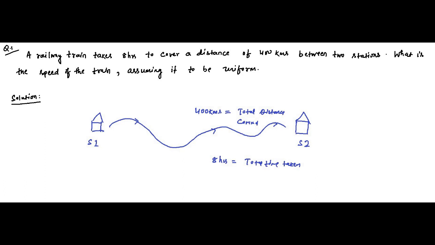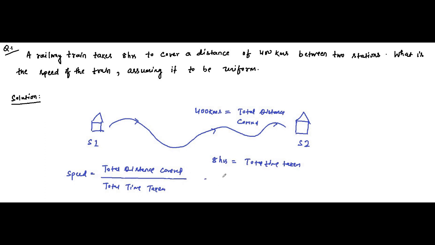Now we know that the formula of speed is total distance traveled or covered divided by total time taken. For velocity, it is displacement by time. Here, as distance is involved, it is speed. If it would have been given displacement, then velocity would have come into play. So always be clear about speed and velocity.